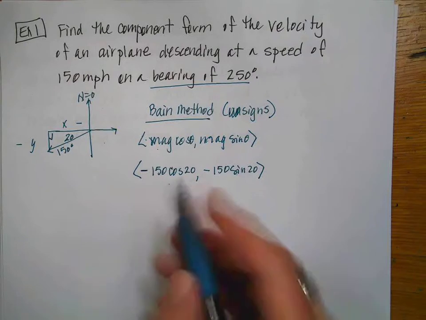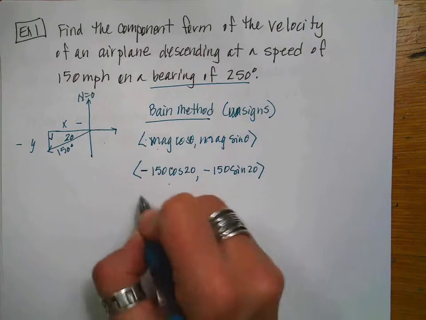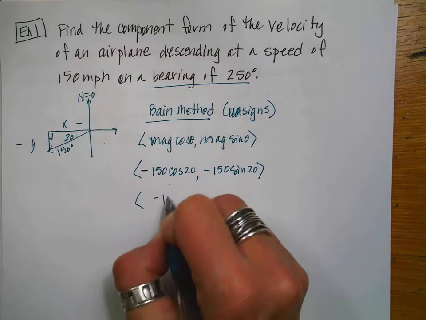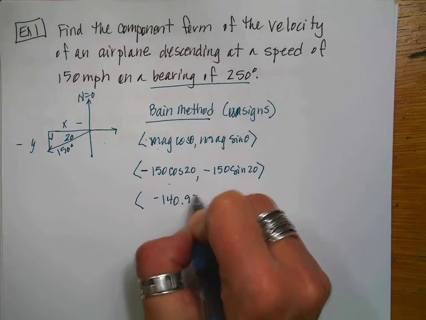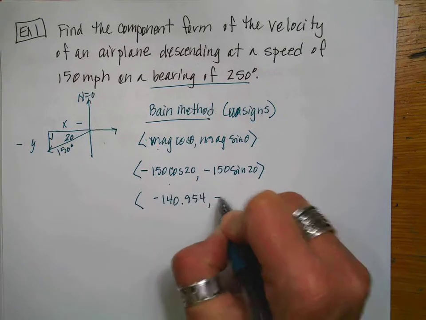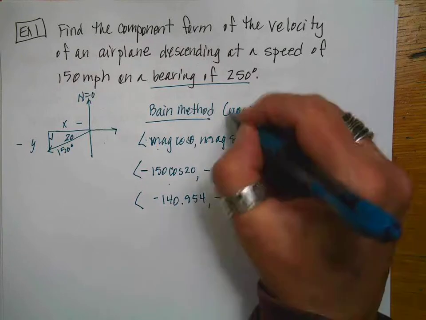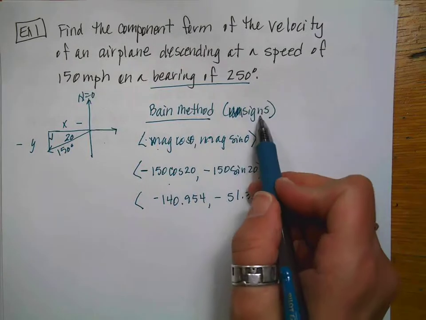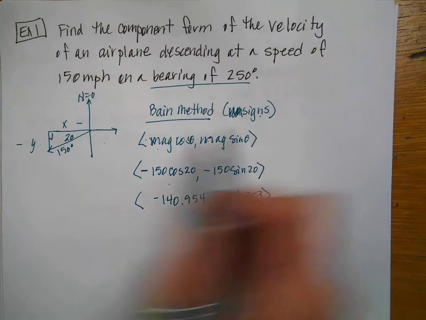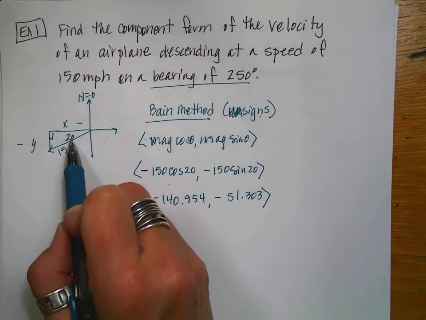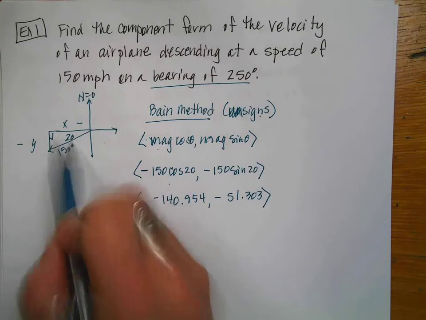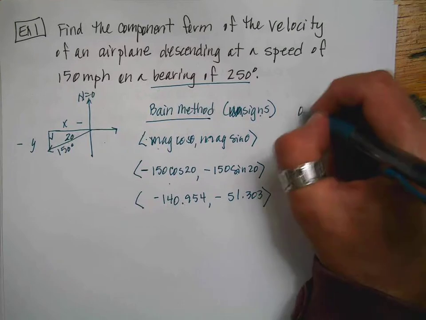Okay, and then I can push buttons on my calculator, and I would get that the component form is going to be a negative 140.954 and a negative 51.303. So in my method, I manage my signs myself, and I use the angle that's sitting on the x-axis.